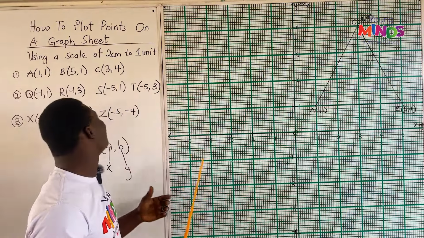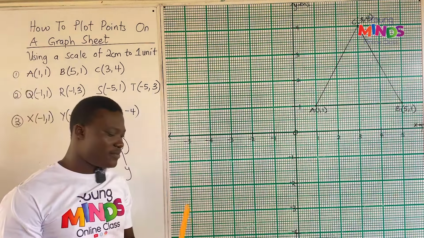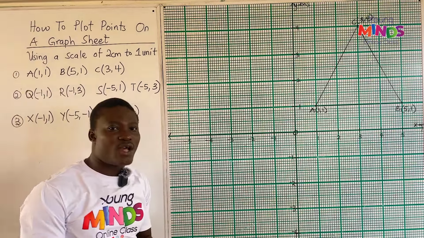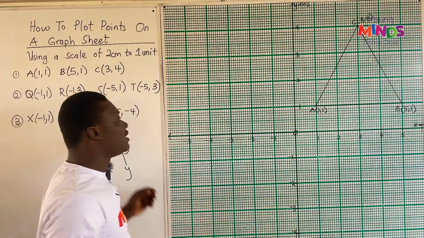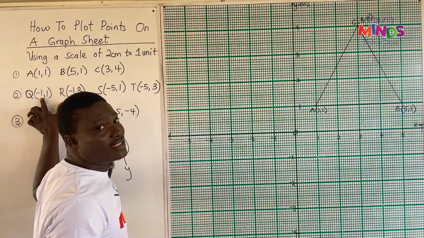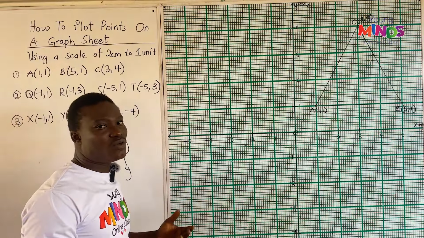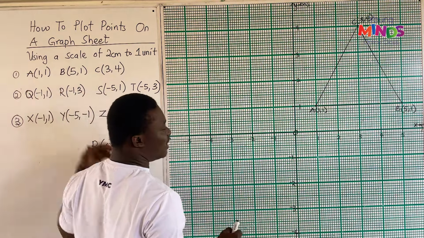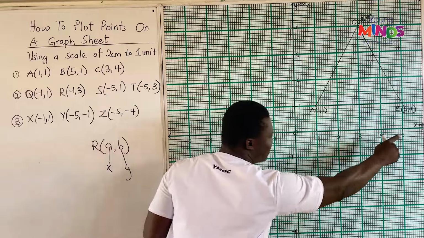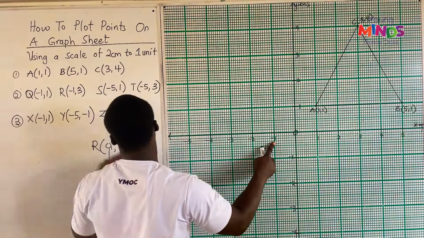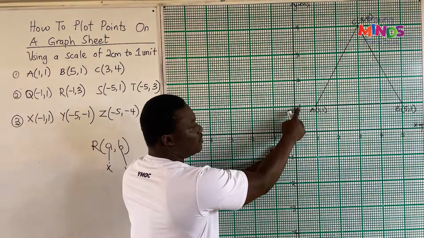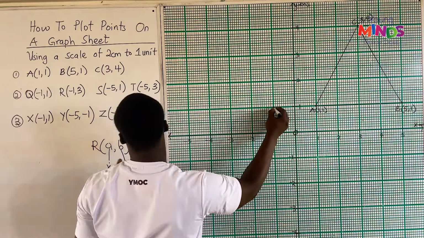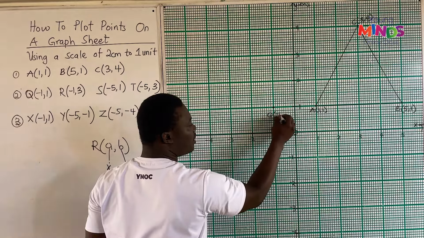Let us now plot the second set of points that we have here. Where we have Q(-1, 1). Since we have learned that the first will be on the x-axis and then the second will be on the y-axis, we'll continue to use that. Anytime you have a point, you do that. So negative 1 on the x-axis. This is the x-axis, negative 1 can be found here. 1 on the y-axis, so 1 will be found here. Where the two lines meet, we'll make a point there and label the point Q(-1, 1).